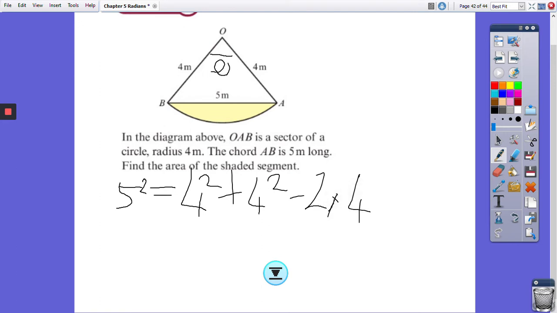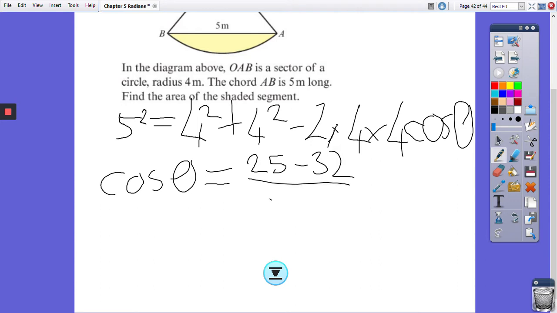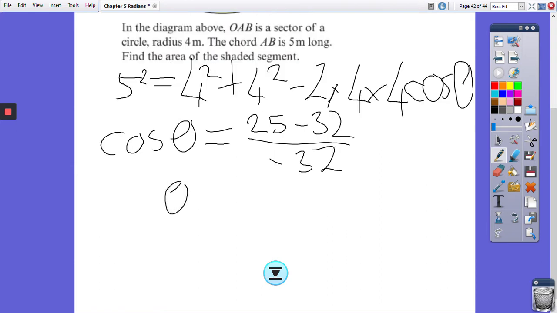That's a multiplied by 4 cos of theta. Then if you rearrange that, you get that cos theta is 25 minus 32 over minus 32. So theta, when you do the inverse cosine of that, you get that theta is 1.35 radians.